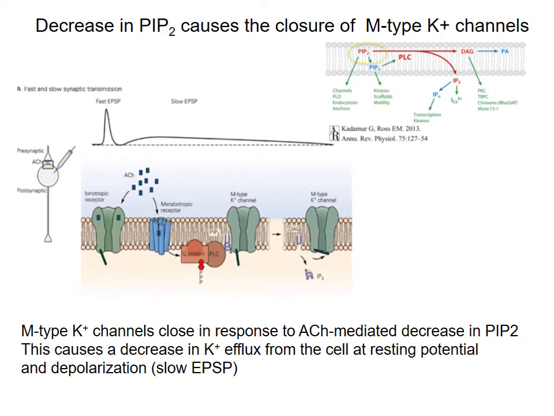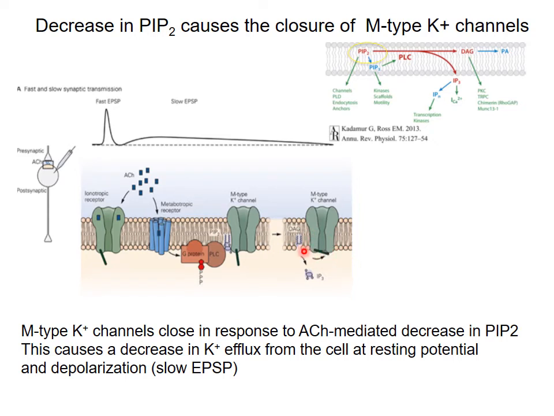In addition to production of diacylglycerol and IP3, when we activate Gq protein receptors, this will also decrease levels of PIP2. And this decrease in PIP2 will actually lead to the closure of certain M-type potassium channels. These M-type channels, in order to be open, need to be bound by PIP2, phosphatidylinositol bisphosphate. When we have activation of, let's say, acetylcholine receptors that bind and activate Gq, it's going to decrease the amount of PIP2, and that's going to close M-type channels.